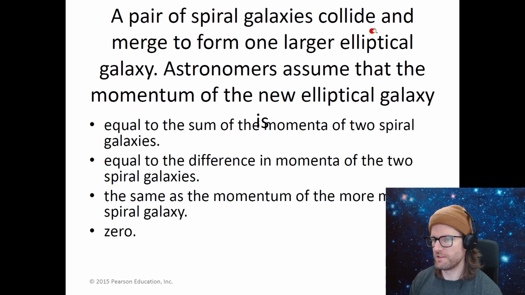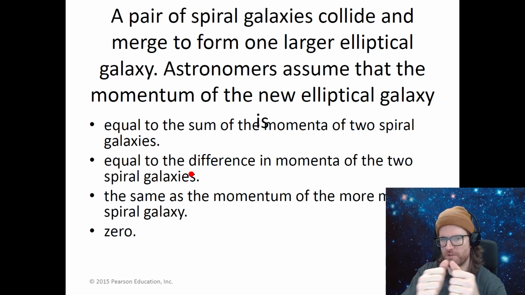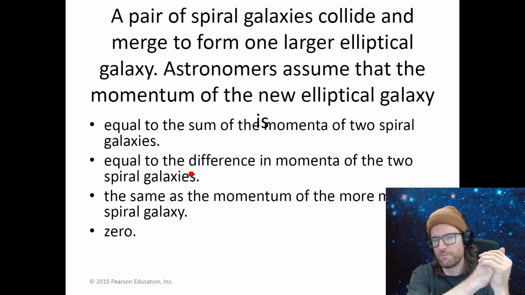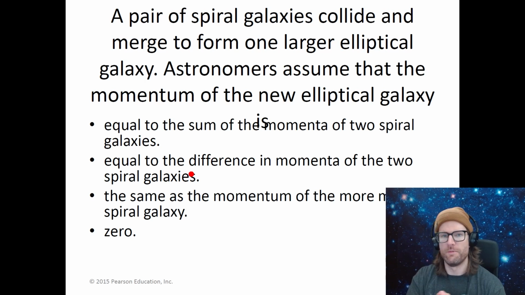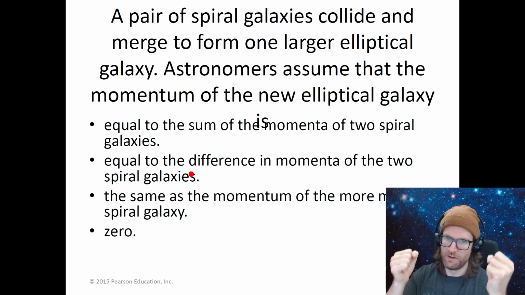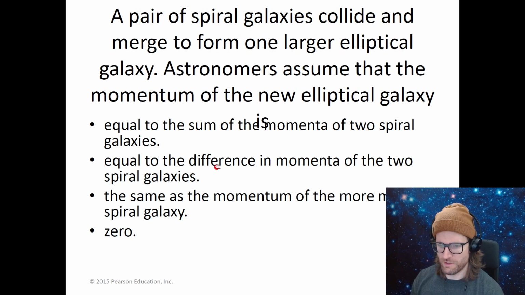A pair of spiral galaxies collide and merge to form one larger elliptical galaxy. Astronomers assume that the momentum of the new elliptical galaxy is equal to the sum of the momenta of the 2 spiral galaxies. That looks good. Equal to the difference of the momenta? I don't think so, because conservation of momentum is about summing up momentums. So the total momentum before will be equal to the total momentum after. The total momentum before is the added up momentums of the 2 galaxies, and the momentum after is the momentum of the elliptical galaxy. Those 2 momentums should be the same. So I think it's A, this first one.